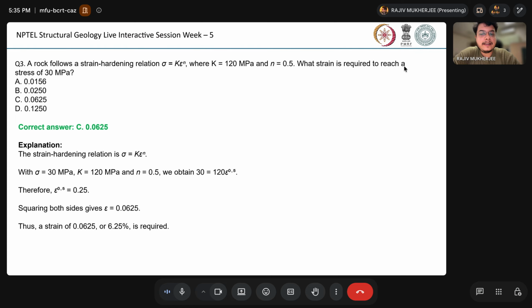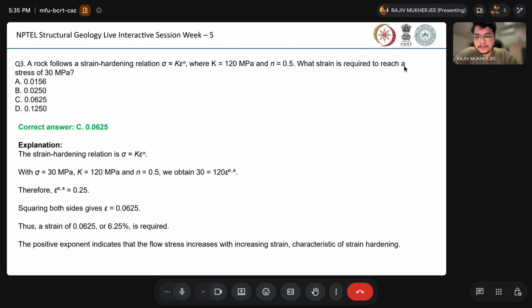Thus, a strain of 6.25% is required, and the positive exponent indicates that the flow stress increases with increasing strain, which is the characteristic of strain hardening, right? Okay, so this was about post yield behavior.